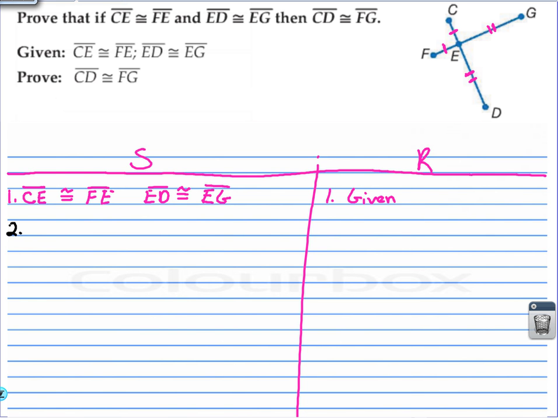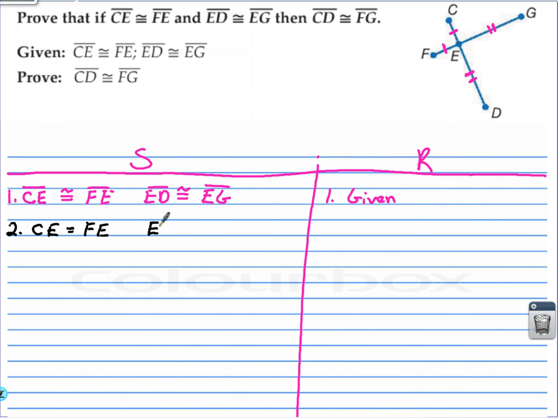Again, before we can use our properties of equality, we've got to do something with this congruence symbol. Because as of right now, we have no properties of congruence. We have properties of equality. So the first thing you'll need to do is, if they're congruent, then they are equal. Anytime the bar is not above it, you're talking about the length. So CE is equal to FE. The length of CE is equal to the length of FE.